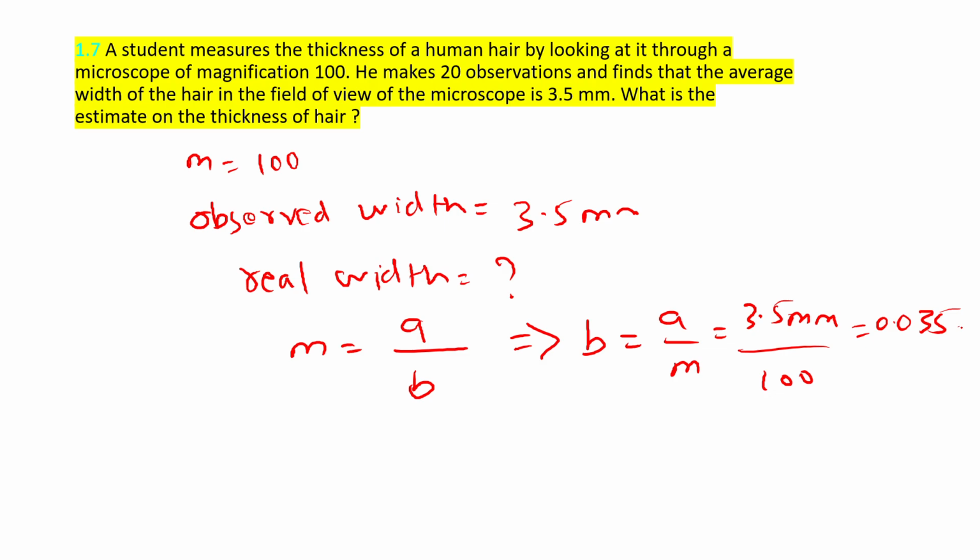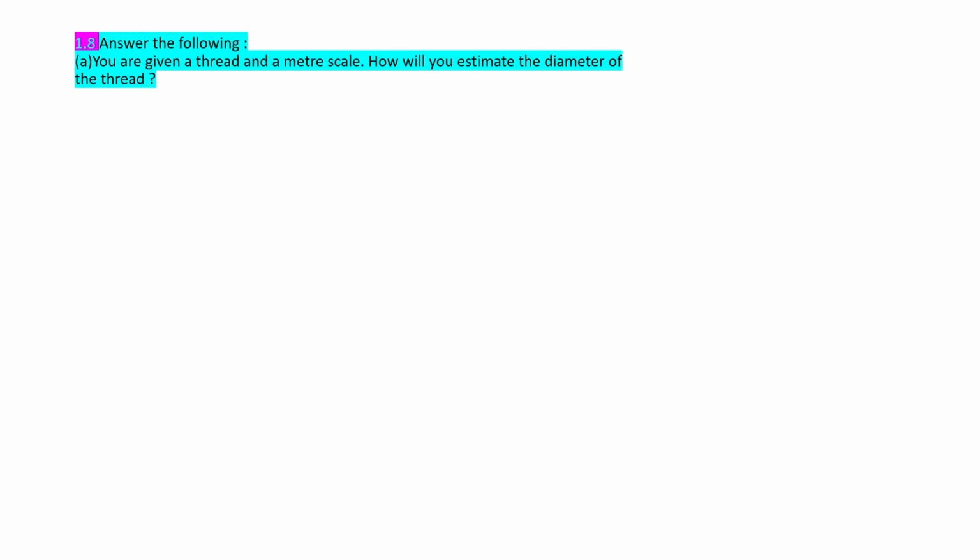That is equal to 0.035 mm. So the actual width, the B value, is 0.035 millimeter, but using this microscope you can see it with a width of 3.5 millimeter. I hope you understand. We'll go to question number 8.